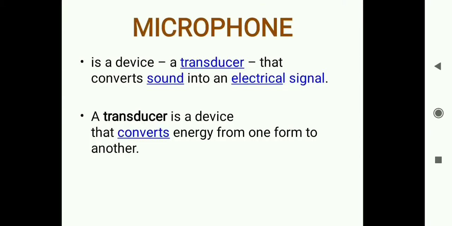The first stage of an audio amplifier is microphone. Microphone is a kind of transducer that converts sound signal into an electrical signal. Electrical signal can be a voltage signal, a current signal, or a power signal. The question arises here, what is transducer? The transducer is a device that converts one form of energy into another form of energy.